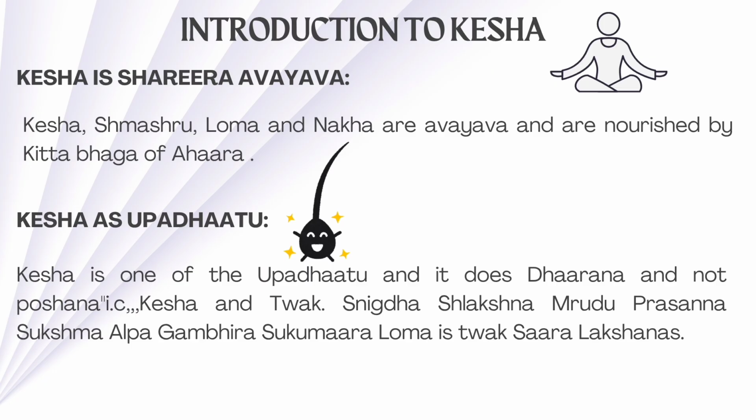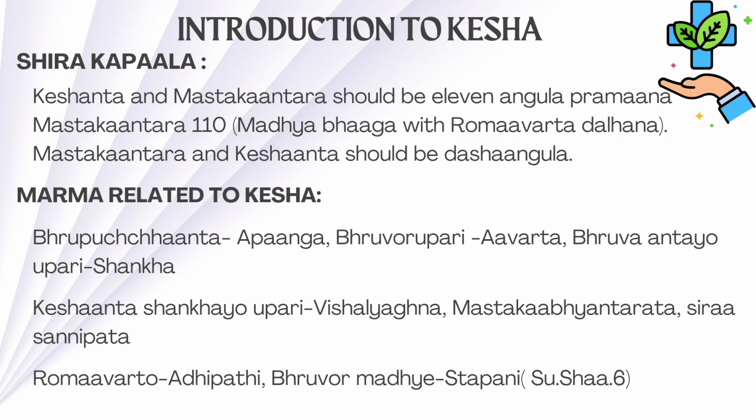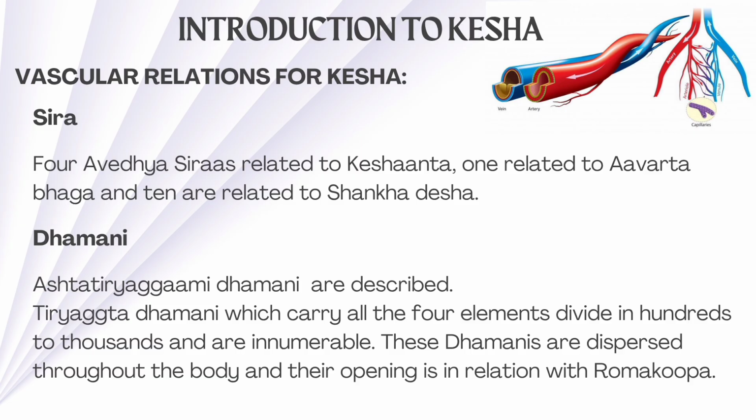Kesha has Upadhatu. Kesha is one of the Upadhatu and it does Dharana and not Poshana. Snigdha, Slakshna, Mrudu, Prasanna, Sukshma, Alpagambira, Sukumara Loma is Tvaksara Lakshanas. Shira Kapala. Keshantara and Mastakantara should be 11 Angula Pramana. According to Dalhana, Mastakantara and Keshantara should be Dashangula.